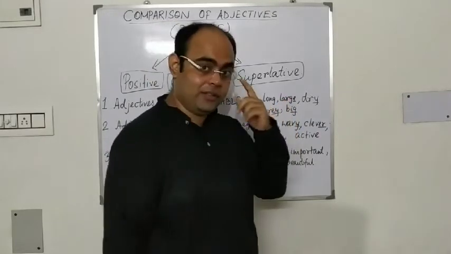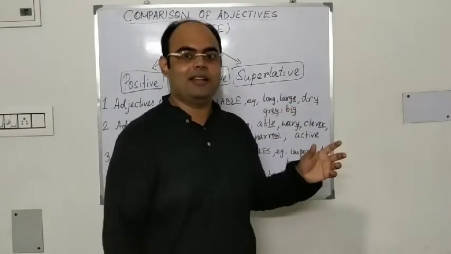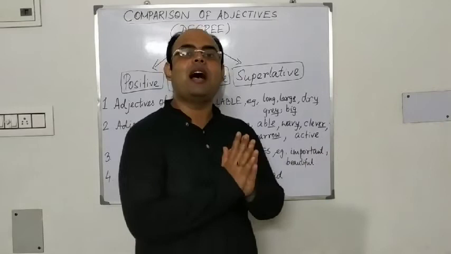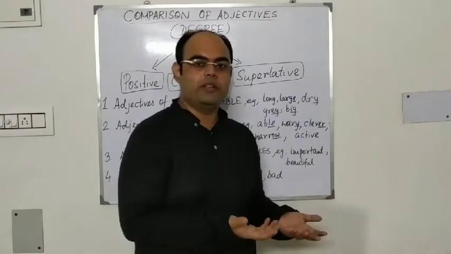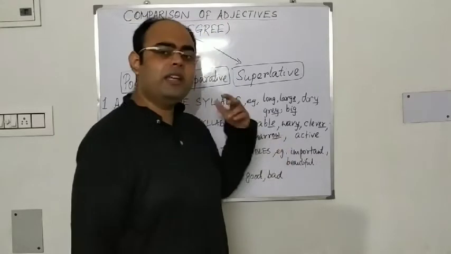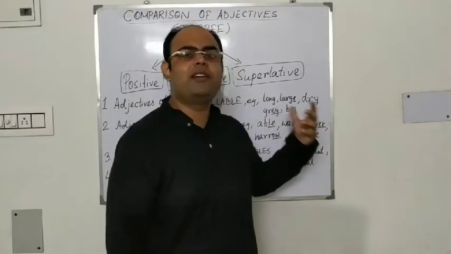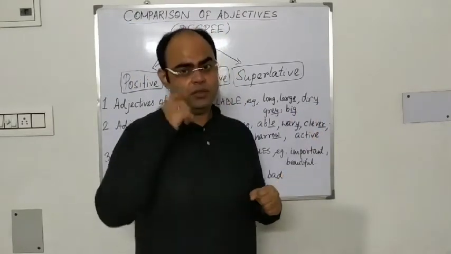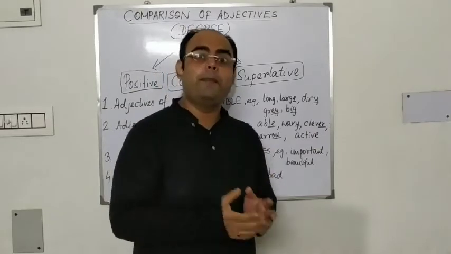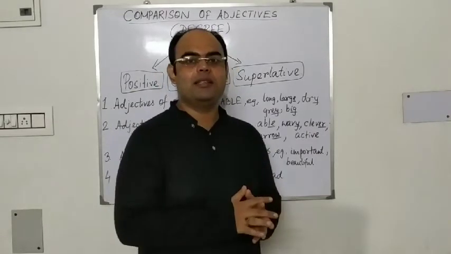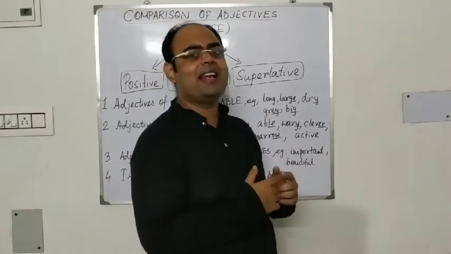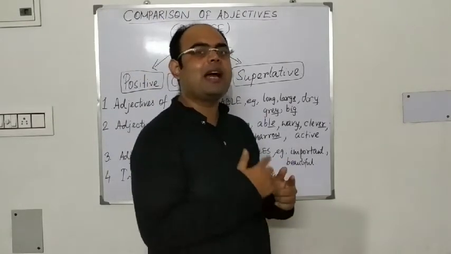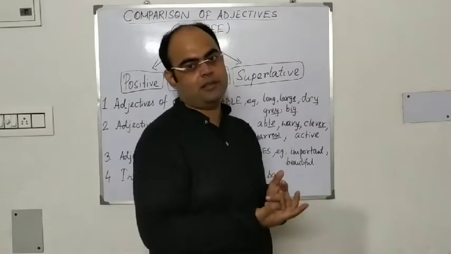So E is already there, so we don't need to add ER or EST. We will add only R for comparative degree and ST for superlative degree. If the word ends in Y, like dry, we will replace the Y with I and then add ER or EST. It will be drier, D-R-I-E-R, and driest, D-R-I-E-S-T.